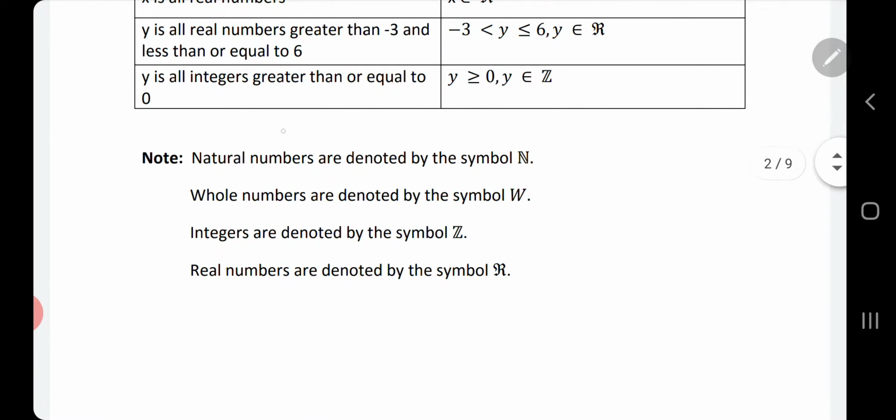Remember, natural numbers are denoted by the symbol N. Whole numbers are denoted by the symbol W. Integers are denoted by the symbol Z. And real numbers are denoted by the symbol R.